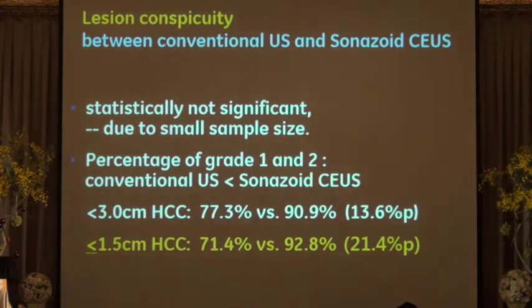In summary, lesion conspicuity of Sonazoid CEUS was statistically not significant compared with conventional US. This could be due to a small sample size, but the percentage of grade 1 and 2 on Sonazoid CEUS is higher than that of conventional US, by 21.4 percentage points in HCC 1.5 cm or less. It tends to improve lesion conspicuity of small HCC, especially if the HCC is 1.5 cm or less.